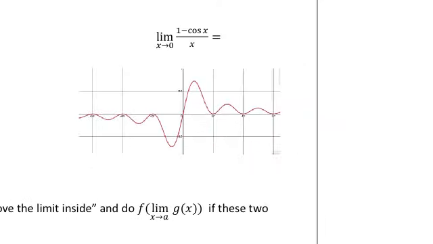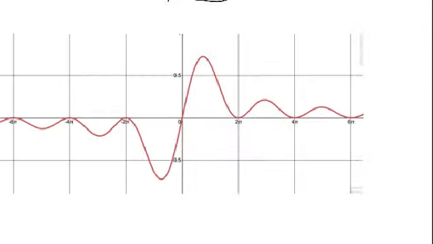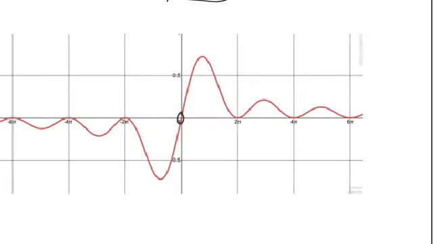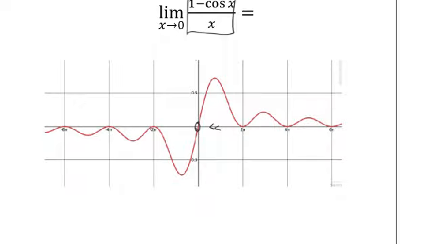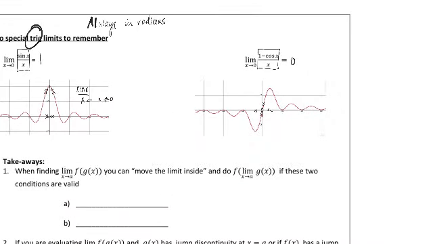So remember that. Another important function as well is 1 minus cosine x over x, and that's this graph right here. Again, there's a hole here, but you can see that the limit as x approaches 0, this function approaches 0. So remember these two special trig limits.